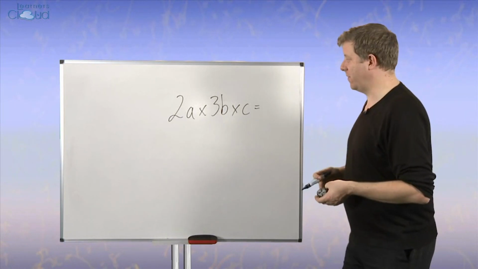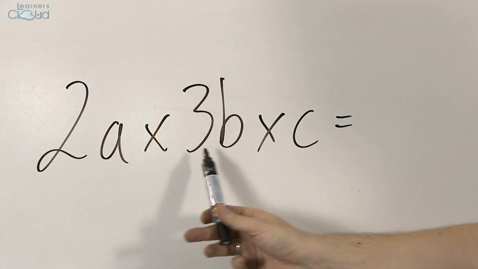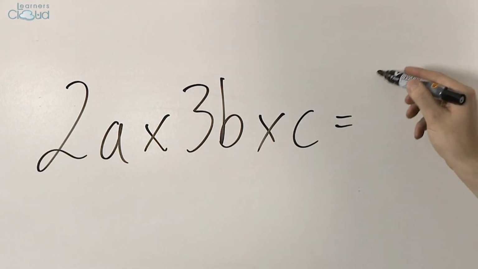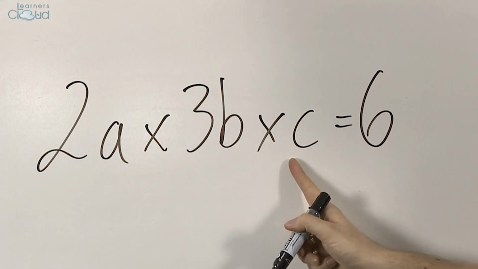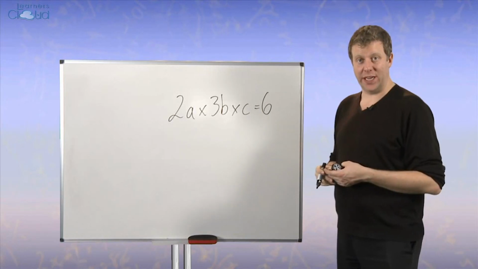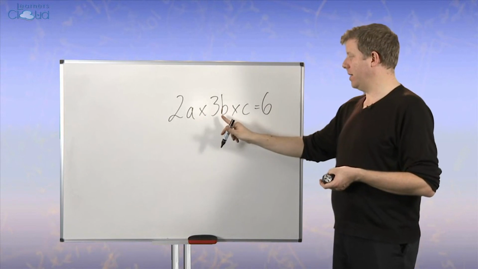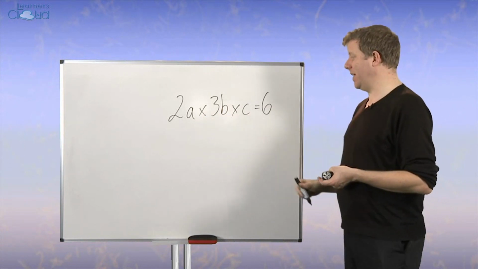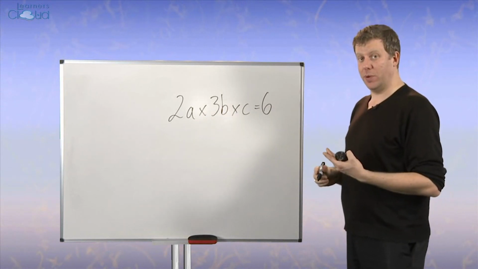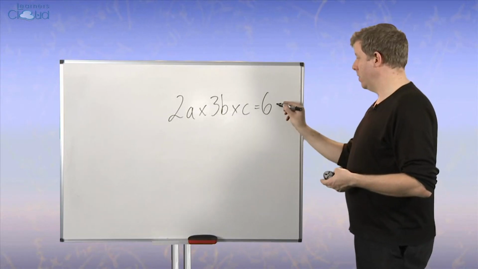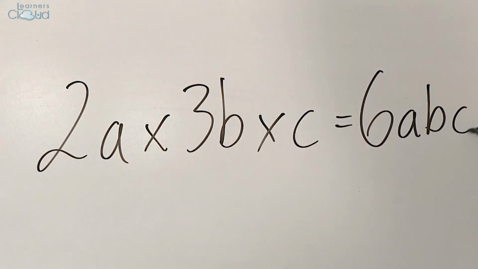Let's deal with the numbers first. 2 multiplied by 3 gives me 6. Remember, I only have one C here, so that wouldn't change my final answer. And now that I've got A multiplied by B multiplied by C, remember we don't write the multiplication signs in algebra, so my final answer would be 6ABC.